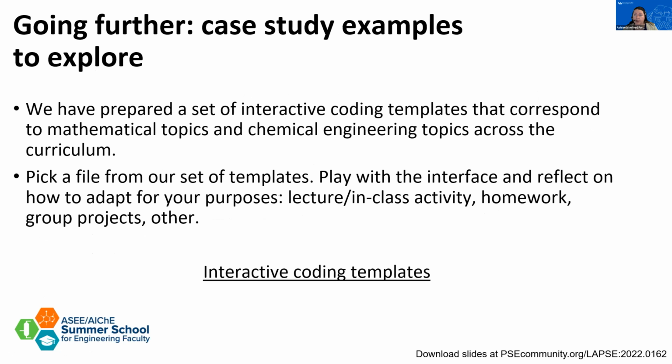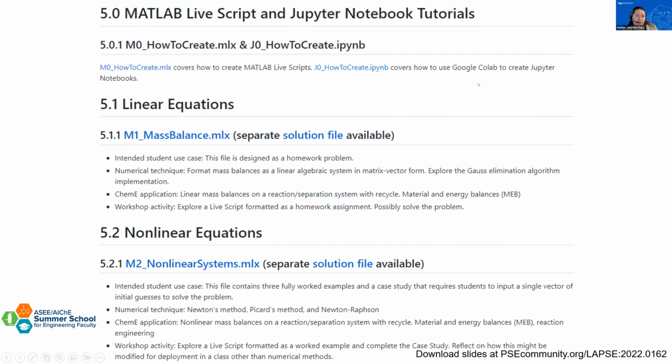And so we prepared a number of case studies that you can also use to go further. It's a set of templates that have a wide range of topics. We ordered them by mathematical topics that we encounter throughout the chemical engineering curriculum, for example, linear equations. And then we put what the corresponding chemical engineering topic was. Is this a heat transfer problem or a kinetics problem? And so this hyperlink points to the set of these on my GitHub repository. There's several of them. This is a snapshot of the table of contents on the repository. Each of the blue is a hyperlink to the corresponding type of files.